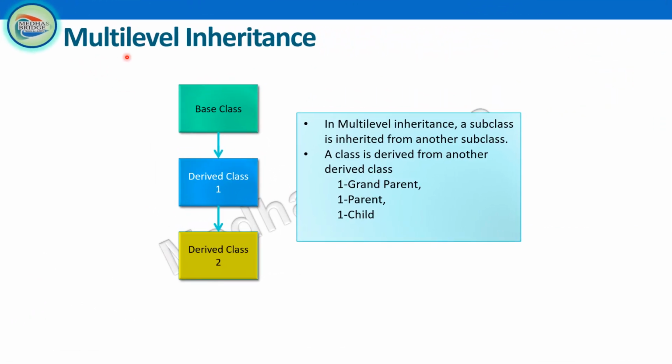In multi-level inheritance, a subclass is inherited from another subclass. We have a base class, derived class 1, derived class 2. So derived class 2 is inherited from derived class 1. A class is derived from another derived class. So a grandparent, a parent, and a child can form a multi-level inheritance.